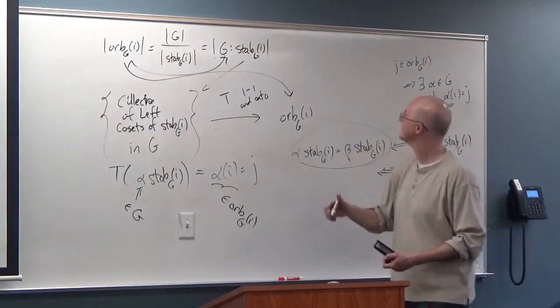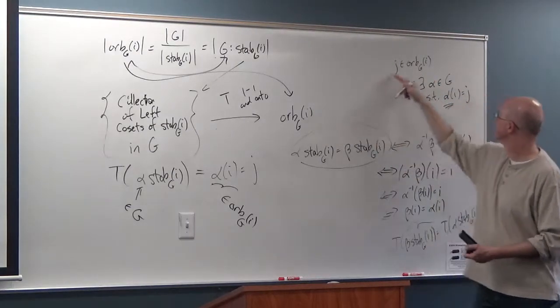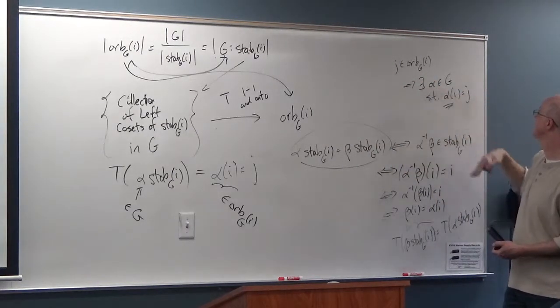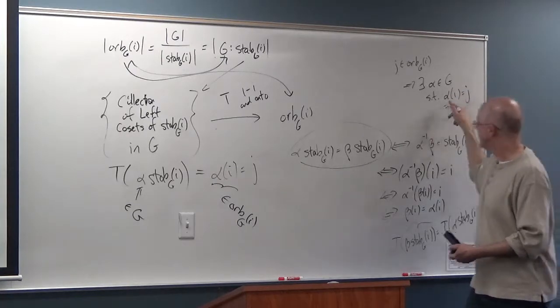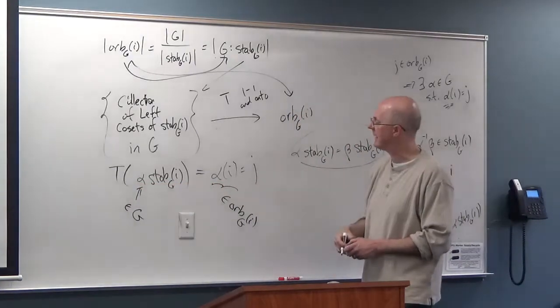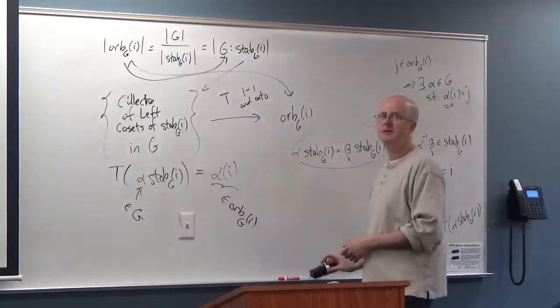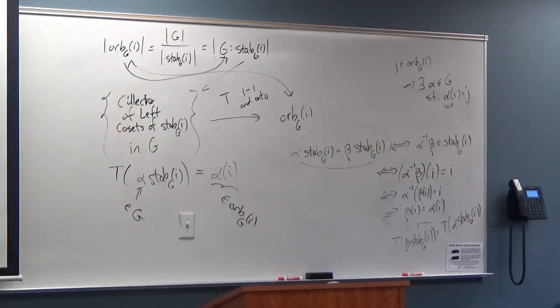Got that? Given an arbitrary element of the orbit, I'm trying to show T is onto. To be in the orbit means there exists a permutation in capital G where this is true. That alpha would be what you put here to give you J in the end, to verify this mapping is onto. Let me erase the J since it wasn't there to begin with, but that verifies T is onto.